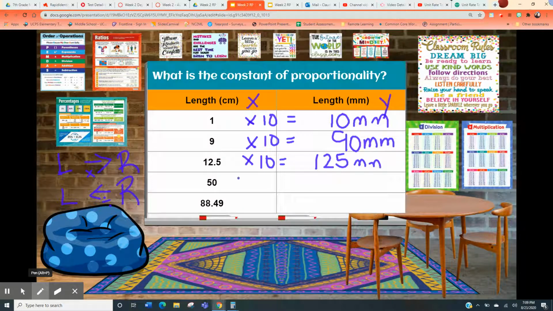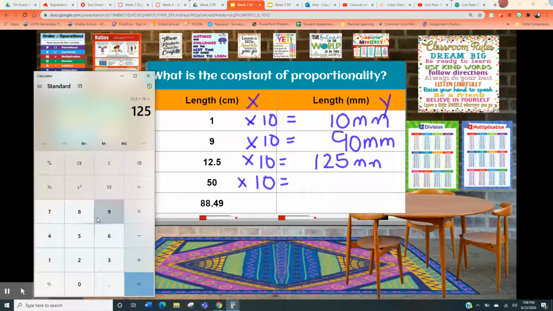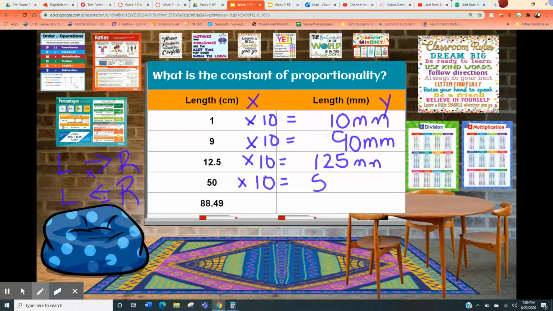Next, 50 times 10 equals, let's see, 50 times 10. Let me check on my calculator. I think it's 500, but let me just double check. 50 times 10 would give me, I was right, 500 millimeters.